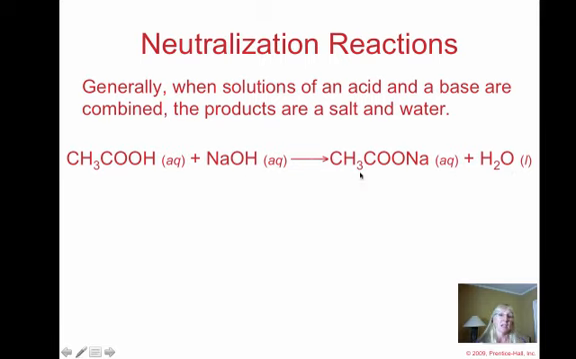This is a misleading kind of reaction because it shows the sodium now attached to the acetate ion, but it's not really because that's all dissolved in water, and so that's why it would be an aqueous solution.